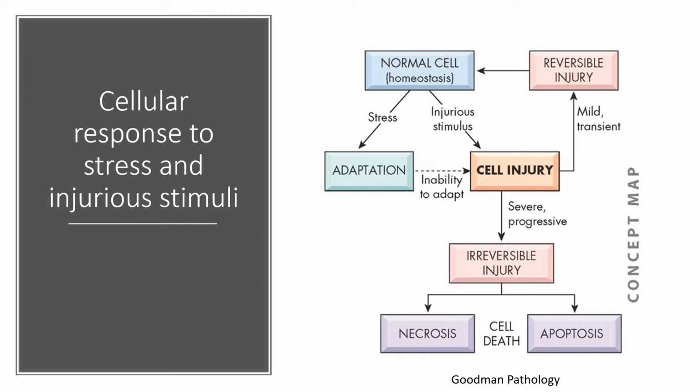Did you seek physical therapy? Did you seek surgical intervention? Things along those lines. And also the severity of injury. Depending on how severe the injury, sometimes the injury is so severe that we really can't come back from it. So take some time, go through this slide, look at how a normal cell gets injured and the two pathways it could take. It could either become a reversible injury, or it could be an irreversible injury and eventually leading to cell death.